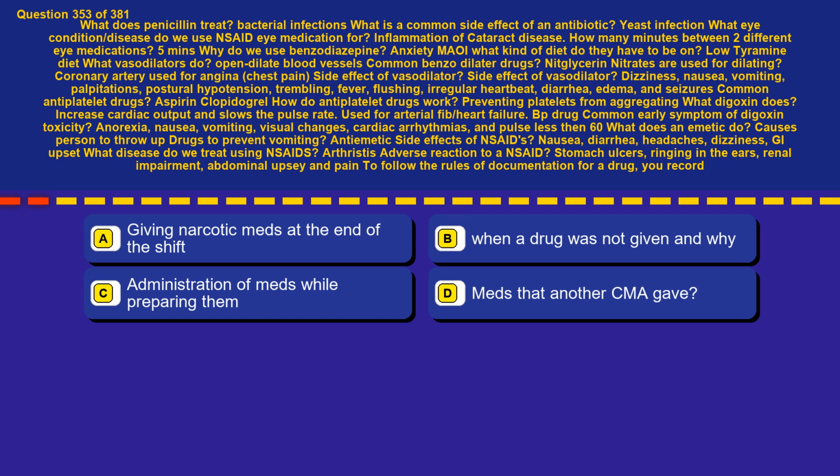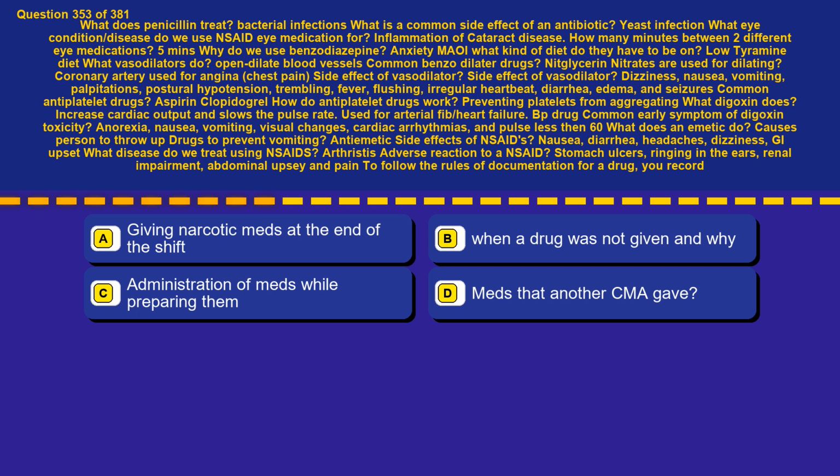Yeast infection. What eye condition or disease do we use NSAID eye medication for? Inflammation of cataract disease. How many minutes between two different eye medications? 5 minutes. Why do we use benzodiazepine? Anxiety. MAOI, what kind of diet do they have to be on? Low tyramine diet. What do vasodilators do? Dilate blood vessels. Common vasodilator drugs: nitroglycerin. Nitrates are used for dilating coronary arteries, used for angina, chest pain.